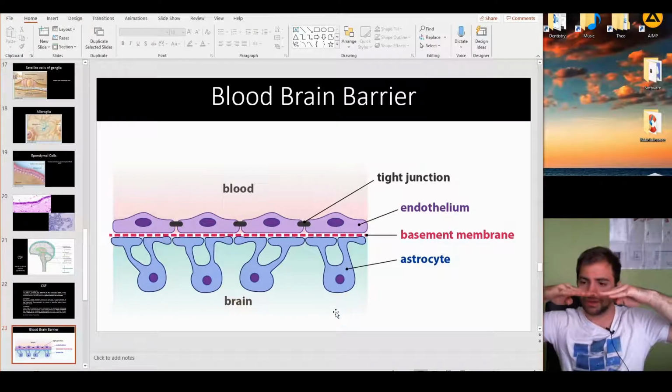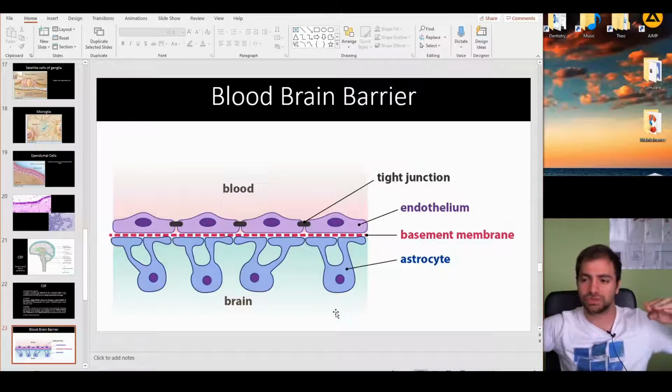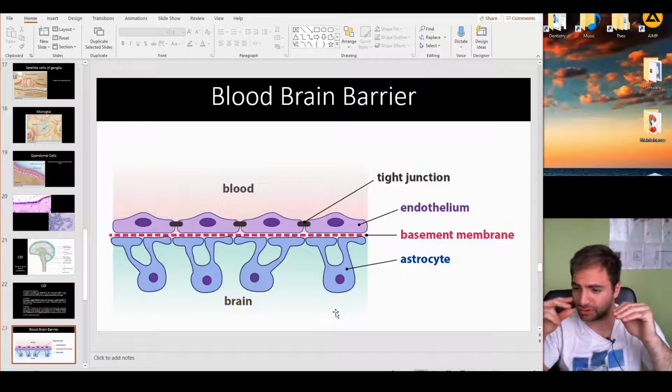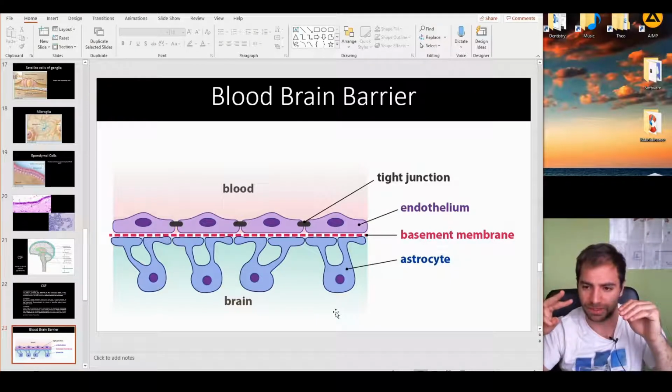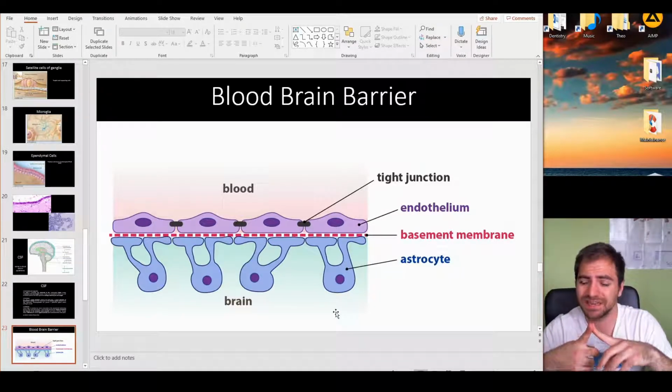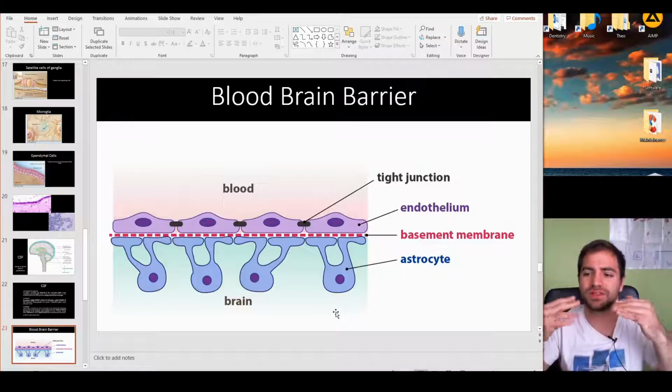So it's always going to be the endothelium and the basal membrane, which is common. There are two different layers of the basal membrane: the basal lamina and the reticular lamina. The basal lamina is always produced by the endothelium, and the reticular lamina is always produced by the cell that is beneath it.